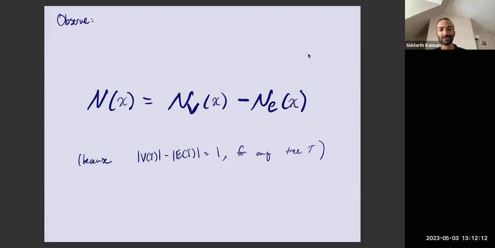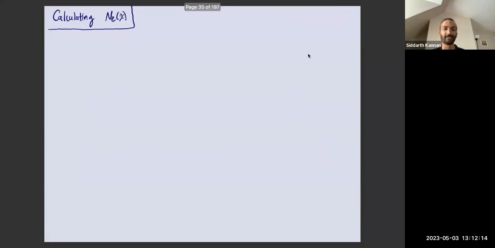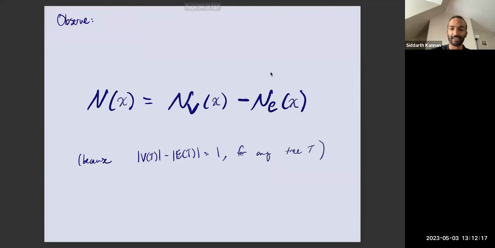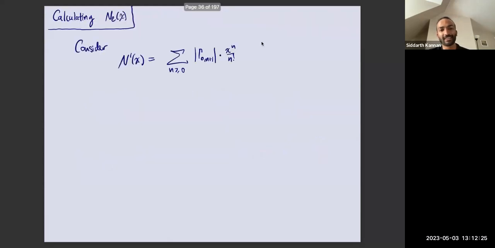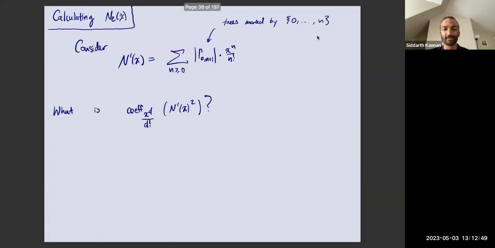Okay, great. Let's use this to calculate n sub x. I'm going to talk about calculating this term in a little bit of detail, and then I'm going to wave my hands at this term. For n sub e of x, let's consider the derivative of n of x. Recall n of x was the generating function for gamma 0 n, so the derivative ends up being the generating function for gamma 0 n plus 1. It just shifts everything by 1. And let's momentarily think about gamma 0 n plus 1 as parametrizing trees marked by 0 through n, instead of 1 through n plus 1.